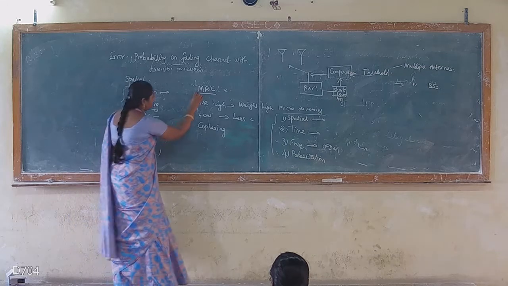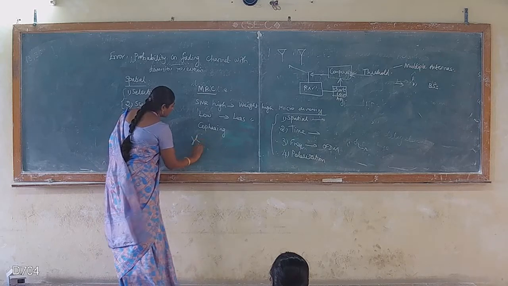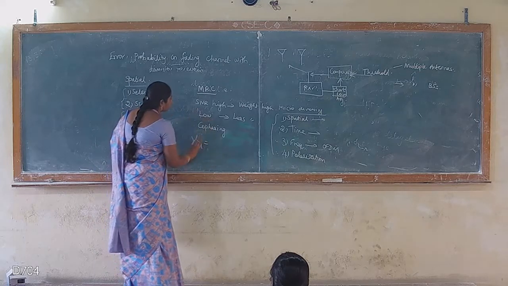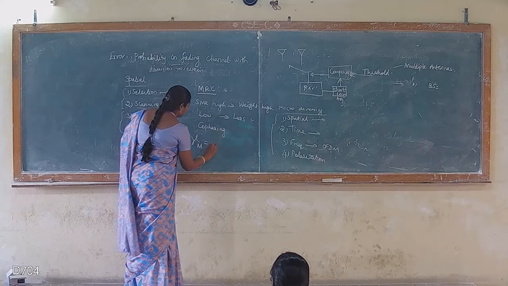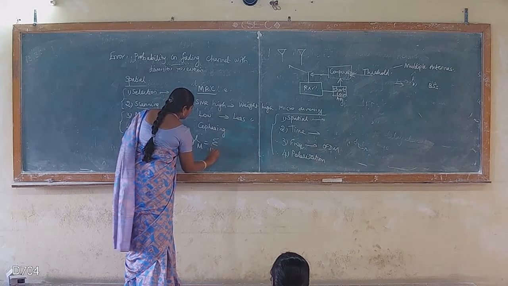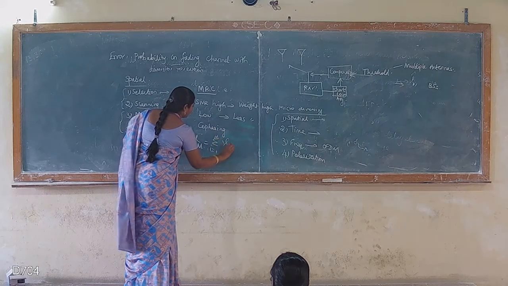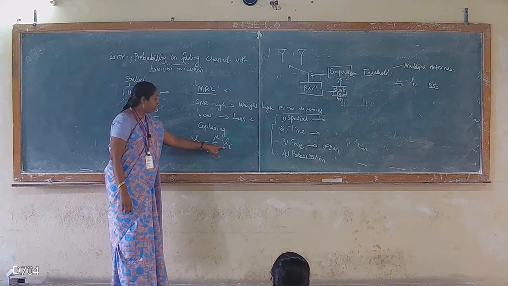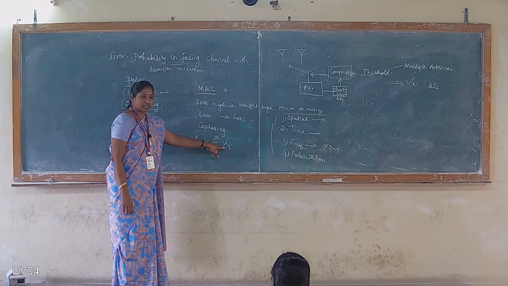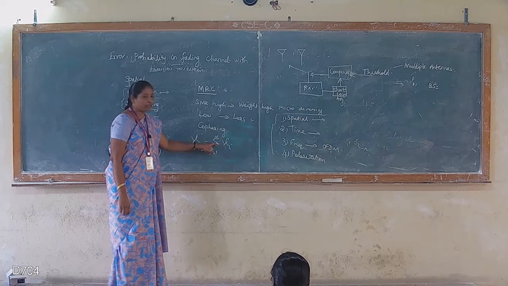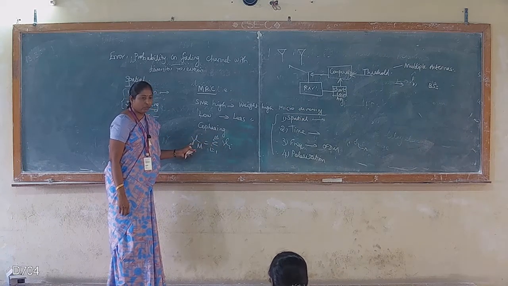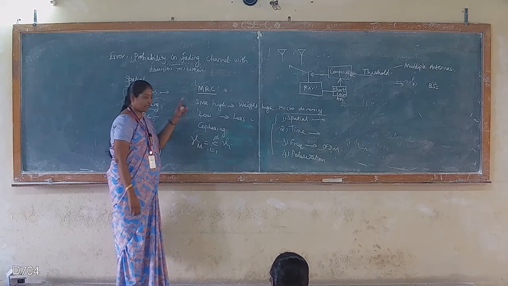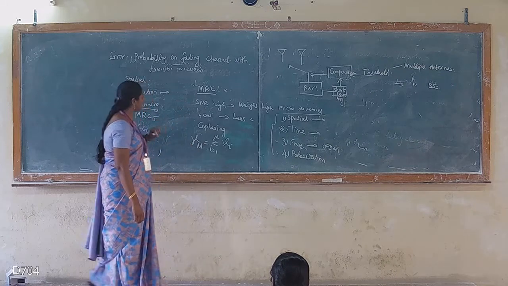Here in MRC, the overall or total SNR at the output of the diversity is the summation of gamma i, for i equal to 1 to m. We are using m number of branches, and for every branch the instantaneous SNR is gamma i. If you add all the branch SNRs, you get the overall SNR. So this is about MRC.